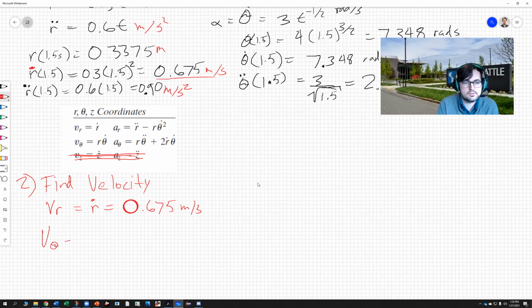The transverse component, this is our radial component. Remember, radial. This will be our transverse component. Our transverse component is r times theta dot. And the way I like to think about this is if this is our transverse component going this way, and this is our radial component going this way, the radius of this will matter.